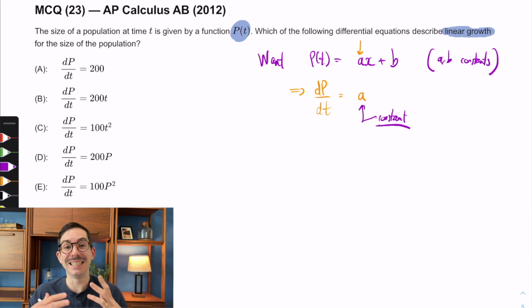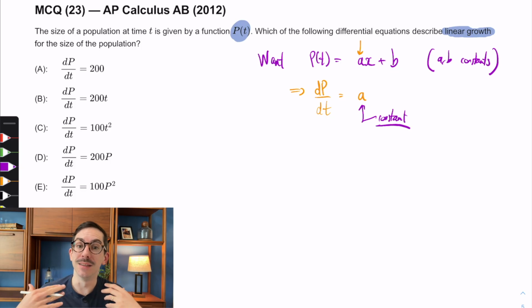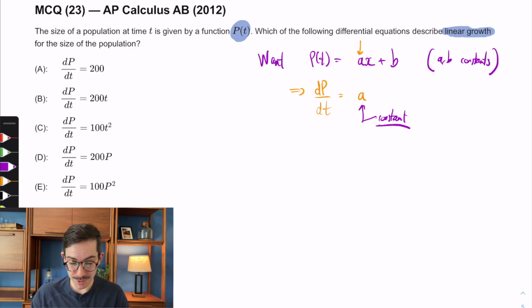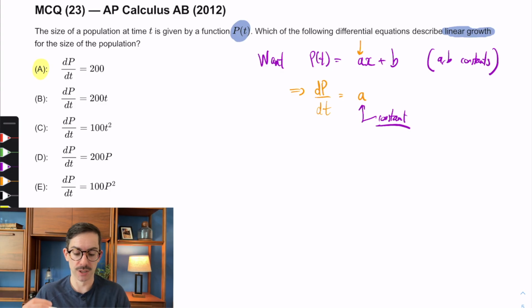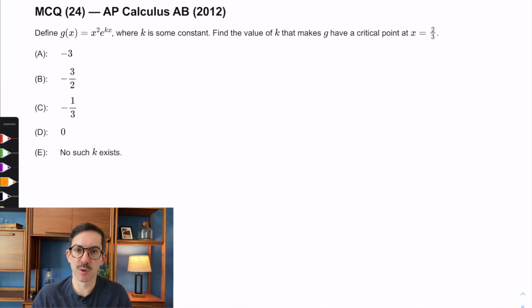So dp by dt is supposed to equal a constant when I want p of t to be a linear function. That only happens in one of these answer choices. Let's say dp by dt equals 200. Every other answer choice has a variable appearing in it, so it can't be what we're looking for. Done.